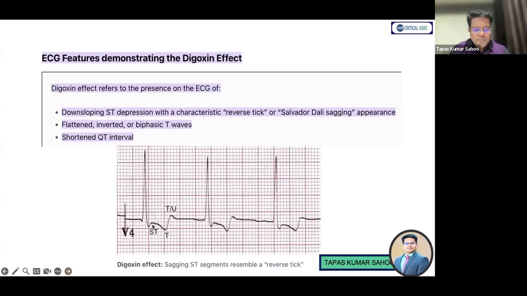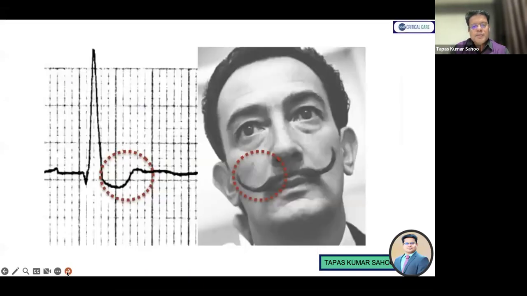Now you can see here, this is the classical reverse tick. You are just getting the reverse tick feature here. Reverse tick, ST-T-U, classical reverse tick feature. This is the Salvador Dali. You can see Mostak sign, classical.